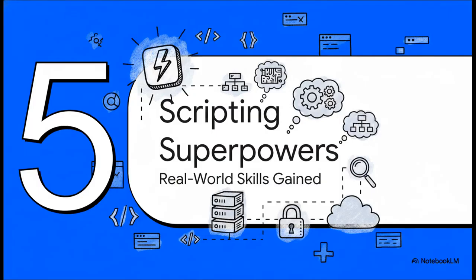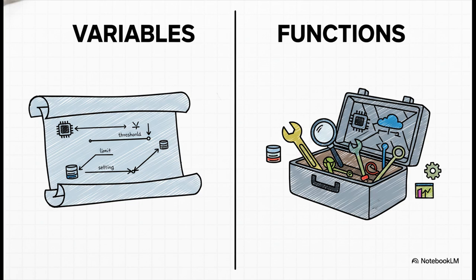Let's just pause for a moment and take a step back, because by breaking down this one single project, you've actually unlocked a whole set of fundamental, incredibly valuable, real-world coding skills. We used variables to set our rules in an easy-to-change way, and we used functions to build these clean, reusable diagnostic tools. That's the bedrock of writing organized code.